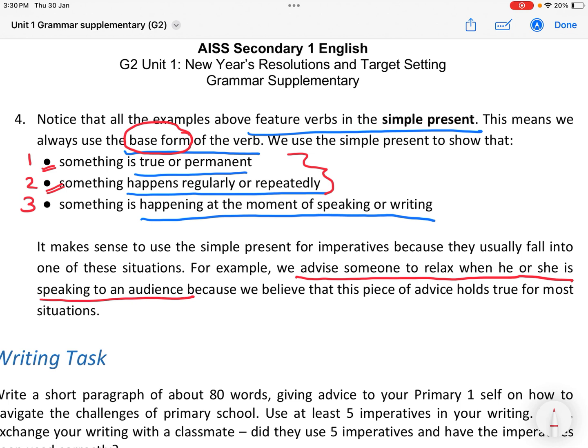For example, when I see someone copying in an examination hall, the first thing that I will tell them is to stop writing. So that instruction happens at the moment I am saying it to that person. That action is happening at the moment I am saying it. So I want that person to stop immediately, and that person will stop also. So it is happening at the moment. That is the reason why the verbs in the imperative sentences are in the simple present tense.